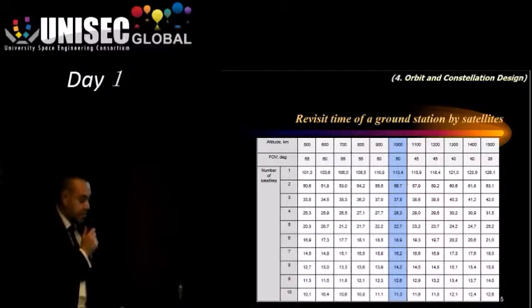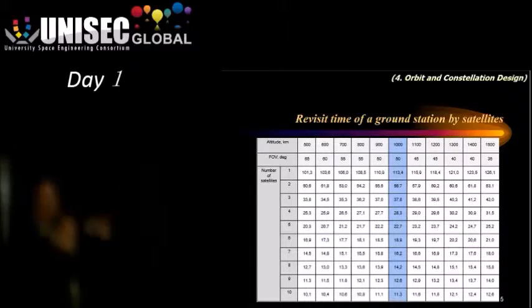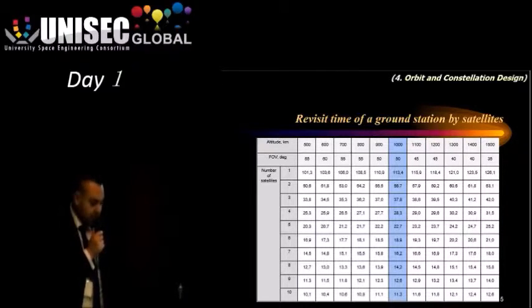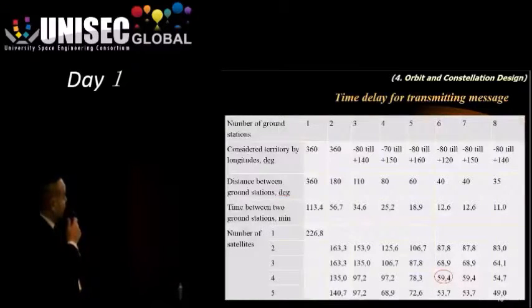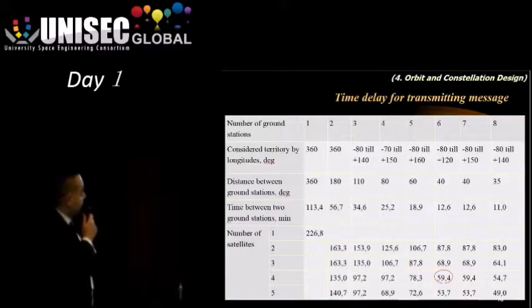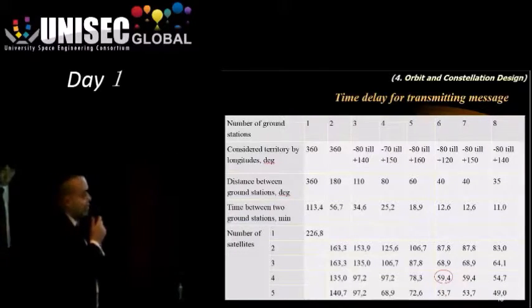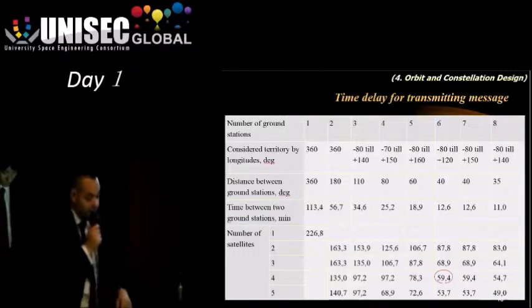Now the revisit time is more important for the ground station using this satellite. In this calculation we do it for different numbers of satellites, for example up to 10 satellites, also varying the field of view and the altitude. We can see in the blue column that at 1,000 kilometers with 4 satellites in our case, the revisit time is 28.3. If we know the field of view, we can compute the revisit time. This is for our payload use. This table shows the time delay for transmitting a message between users. With 4 satellites and 7 ground stations, we have 59 minutes. In this case, we select this time delay as 1 hour.